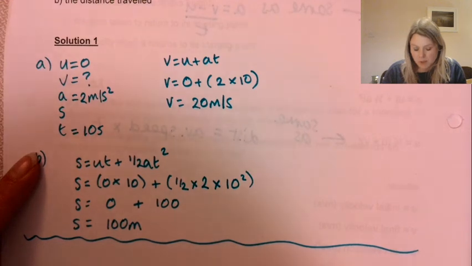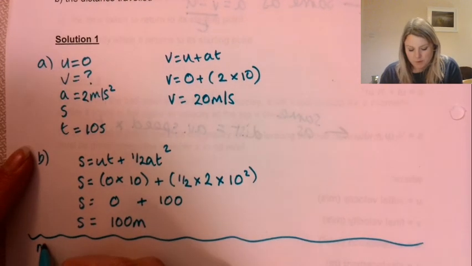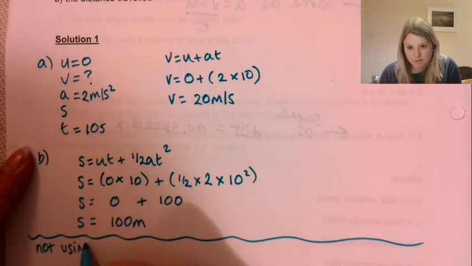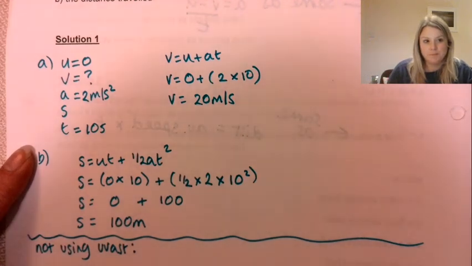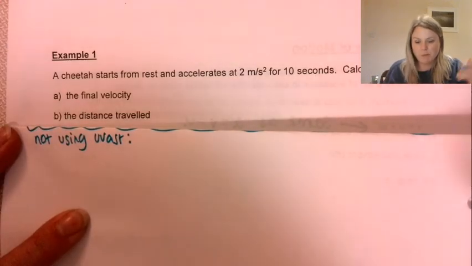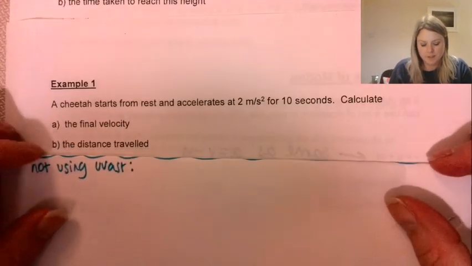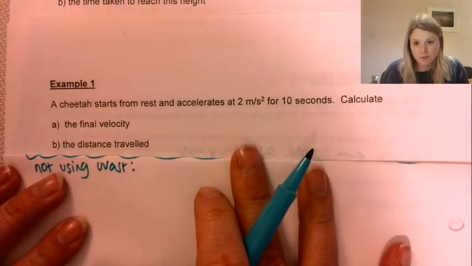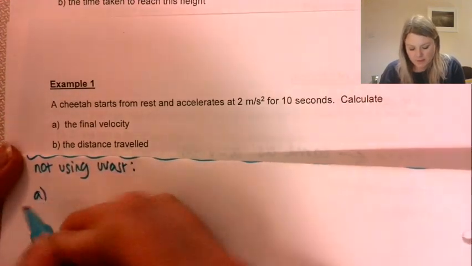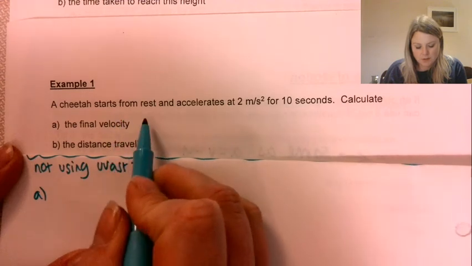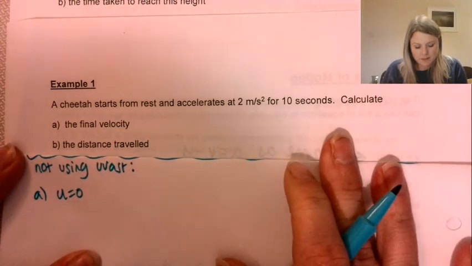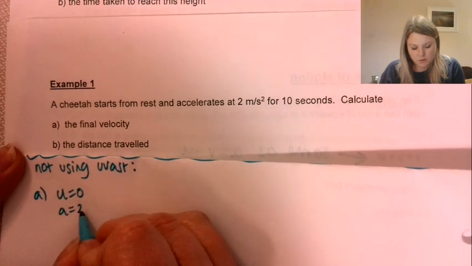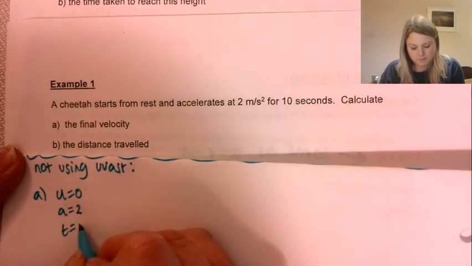Let's do the same question, but with this alternative method. Okay, so not using UVAST. Okay, so I've just folded my page up so I still have the question there, right? So if I didn't know these UVAST equations, let's do the same question. The cheetah starts from rest, so I know the U is 0. I'm still going to list it. Accelerates at 2 meters per second, A is 2, for 10 seconds.